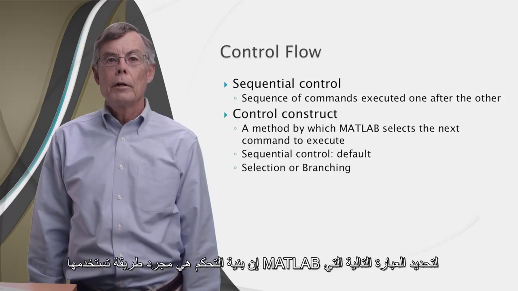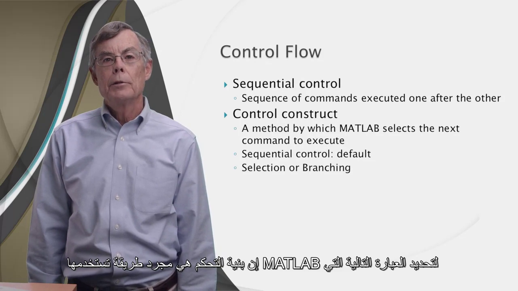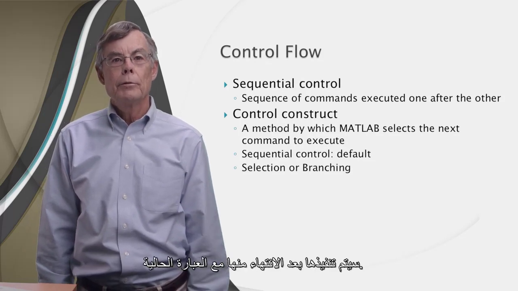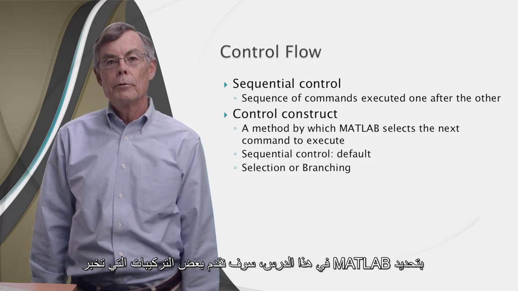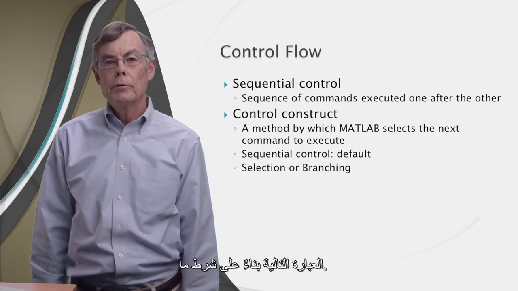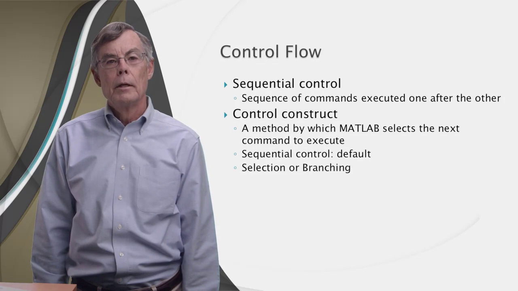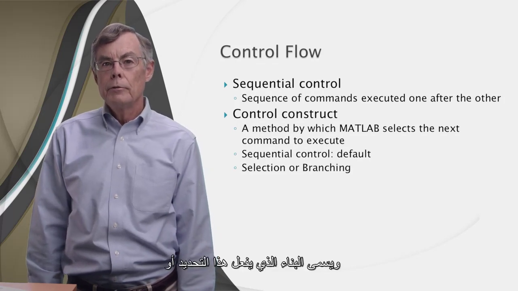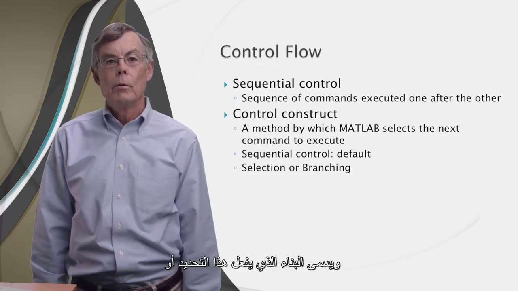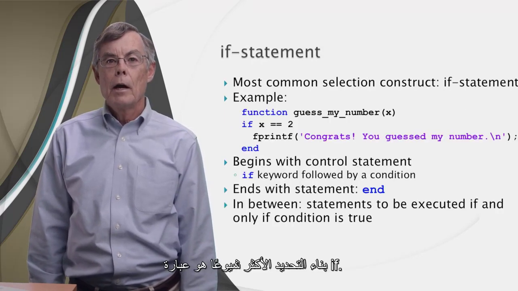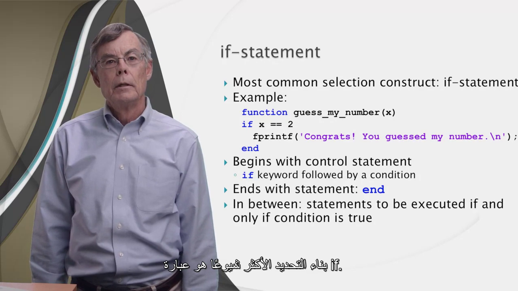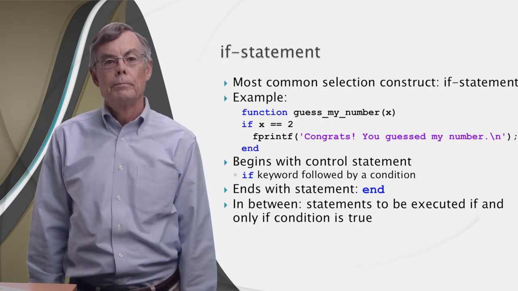A control construct is just a method used by MATLAB to select the next statement to be executed after it's done with the current one. In this lesson, we'll introduce some constructs that tell MATLAB to select its next statement based on some condition. A construct that does this is called selection, or some people call it branching. The most common selection construct is the if statement. Let's introduce it with an example.